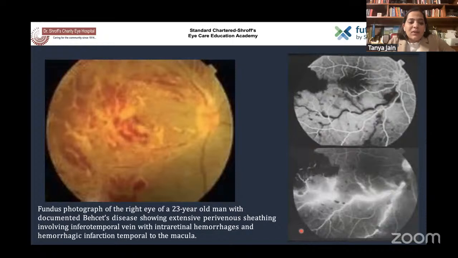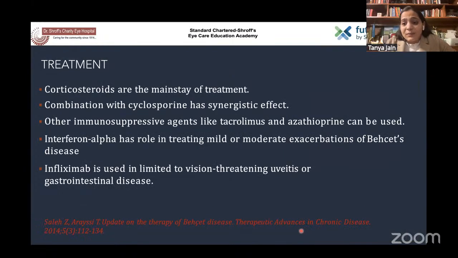This is again a representative image. You already saw a very nice treatment. One thing that you must remember is that whenever there is disc edema, disc involvement, a prompt intravenous pulse dose of steroids is needed to really calm down the inflammation that is happening.